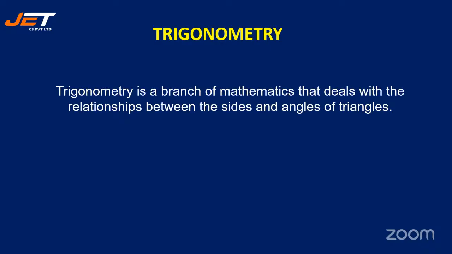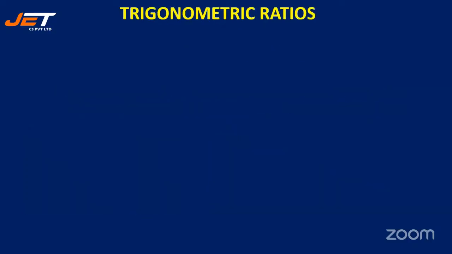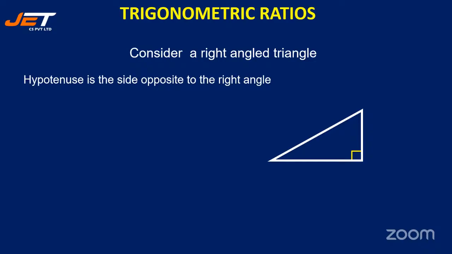Trigonometry is a branch of mathematics that deals with the relationships between the sides and angles of triangles. You can see here the different triangles beautifully highlighted. In this, you are going to consider a right angle triangle. Hypotenuse is the side opposite to the right angle. Right angle means what? 90 degrees, isn't it? Next, what is hypotenuse? It is the longest side.